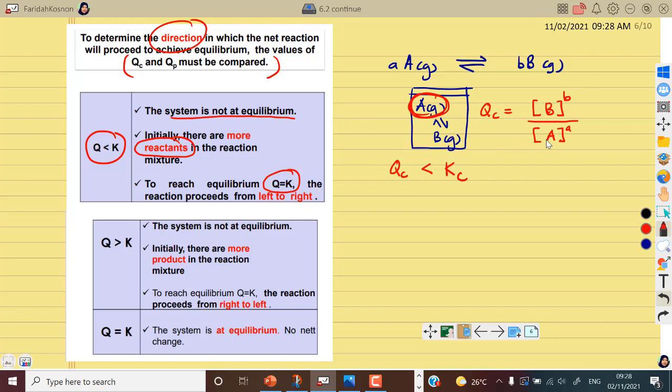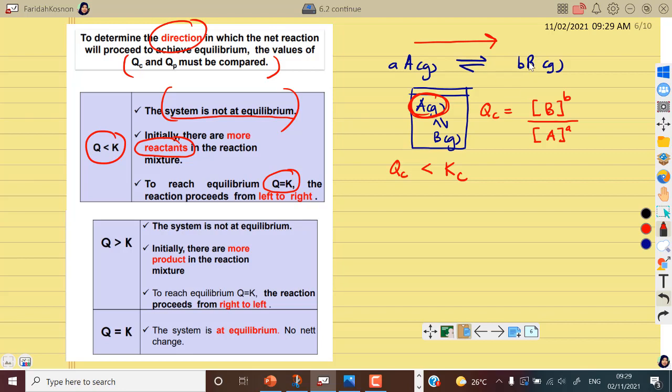Jadi maksudnya apa? Untuk mencapai keseimbangan. Sebab kalau nilai QC is less than KC, the system is not at equilibrium. Sistem belum lagi mencapai keseimbangan. So to reach equilibrium position, the reaction, tindak balas itu akan proceeds ataupun shifts to the right. Dia akan favor tindak balas ke hadapan ini. So apa yang berlaku? Okay. Dia akan producing more product. Nampak? Dia akan produce more product.